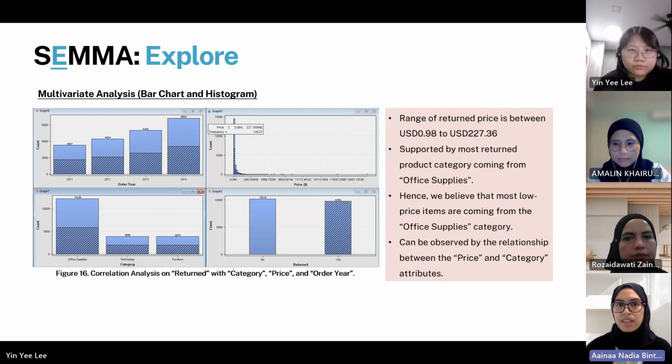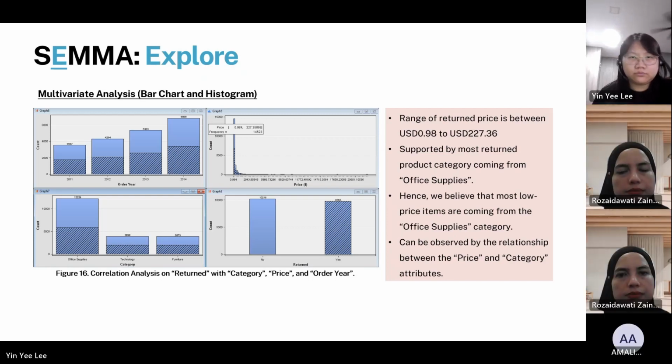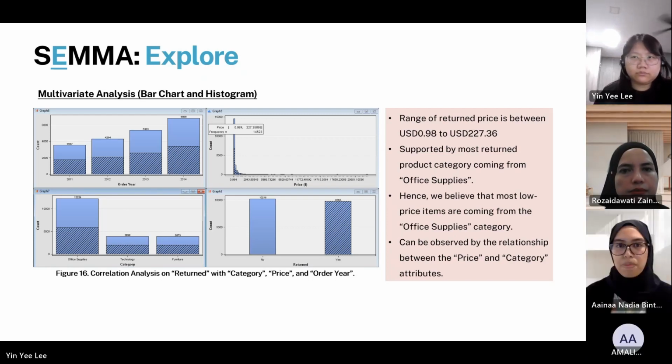Next, we conduct multivariate analysis where it involves bar chart and histograms. From the analysis, we identify that the range of return price is between $0.98 and $227.36. With the analysis conducted before, where most items sold are under office supplies category, we can support this outcome where office supplies are usually priced in this range. We believe that it matches the price range mentioned before. To conclude, there is high correlation between price category and return attributes in this dataset.